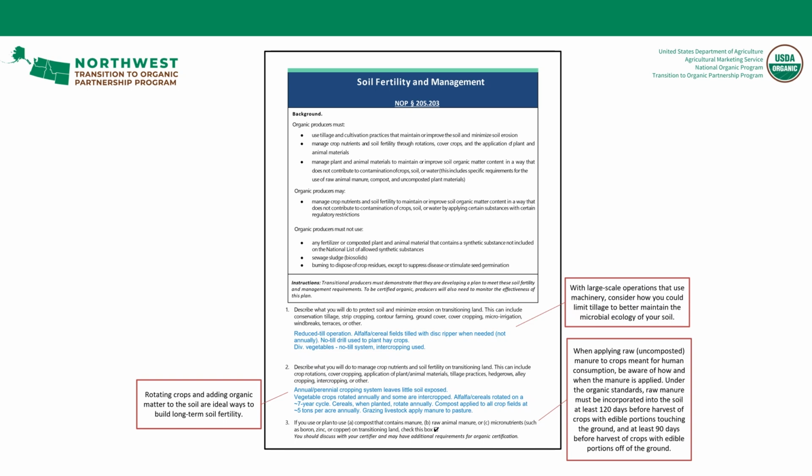For crops with edible portions touching the ground, raw manure can only be applied at least 120 days or more before harvest. Compost containing manure must be composted to certain parameters, so read up on the organic regulations to understand those requirements fully.